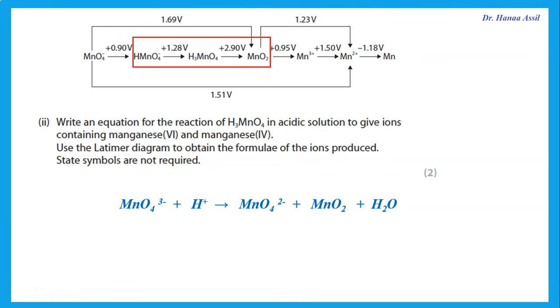Of course, if I have H+ before the arrow, I should have water after the arrow, and then we try to balance. How do we balance here? We have 2 manganese after the arrow, so I need 2 MnO4 3 minus, and then we balance the hydrogens and the charges. This is the overall balancing of the equation.